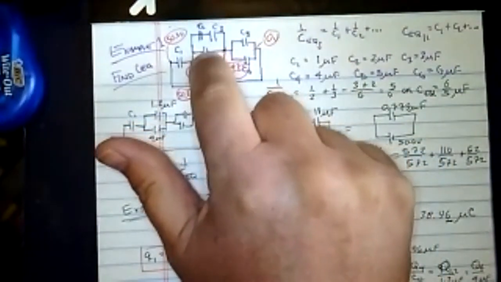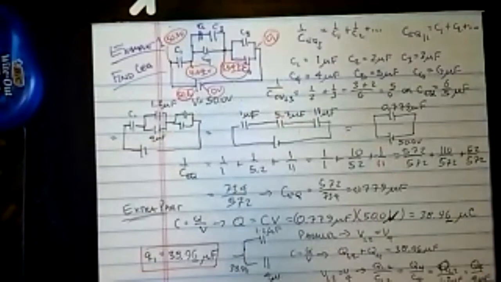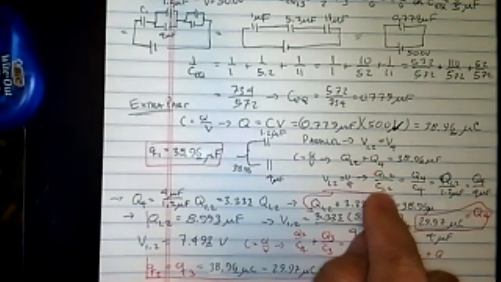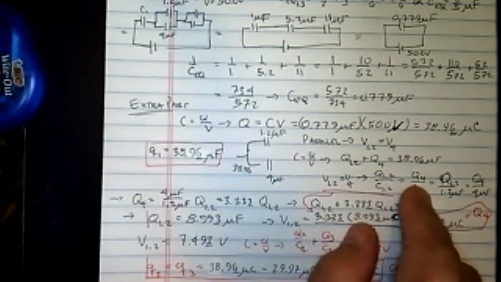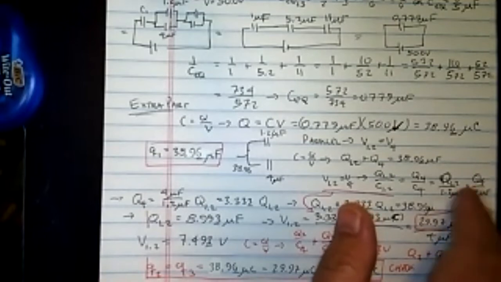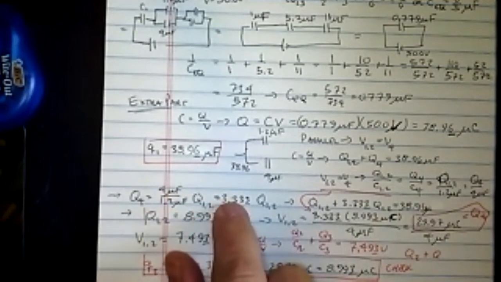At that point, I then had to say, well, they're going to be in parallel, so their voltages had to be the same. So what I did was set the voltage across 4 equal to the voltage across 1.2, which you can see I did right here. Again, voltage is Q over C. So I had Q going to the 1.2 microfarad over the C12, which would just be 1.2 microfarads, is equal to Q4 over the 4 microfarads. That gave me an ability to solve for Q12 in terms of Q4 or for Q4 in terms of Q12. I chose the latter. So Q4 became 4 over 1.2 times Q12, which is 3.33.